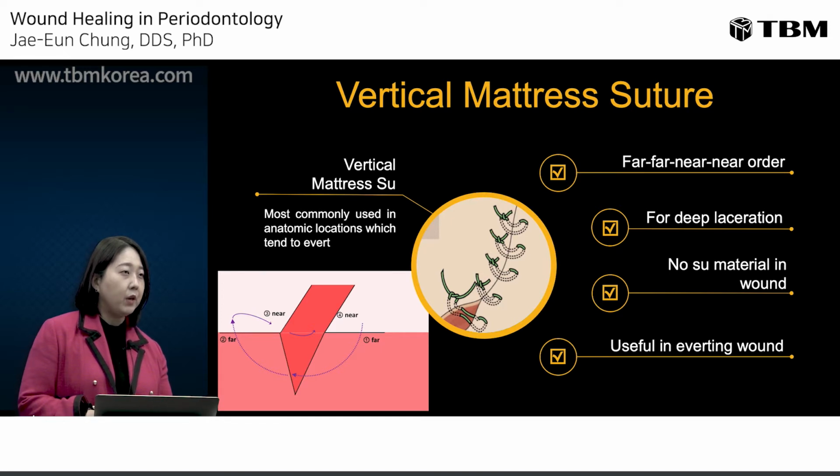The needle is passed from one edge to the other, and again from the lateral edge back to the first, and is not tied. When the needle is brought back from the second flap to the first, the depth of penetration is more superficial. You have to remember: far, far, and near, near, and tie.